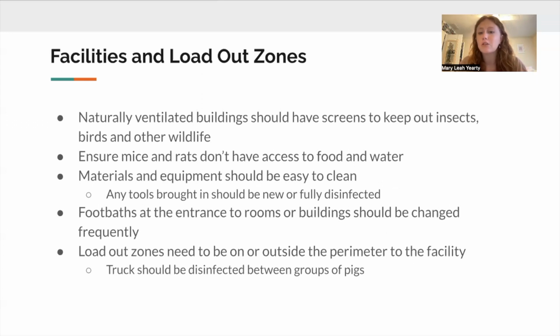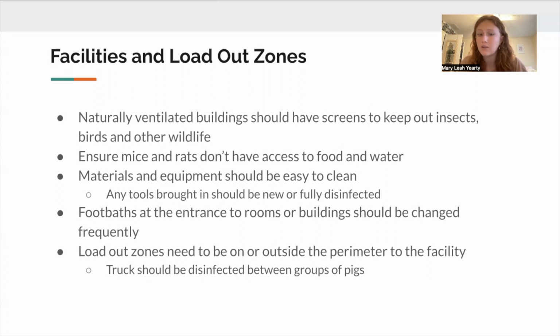Foot baths at the entrance to rooms and buildings should be changed frequently, at a minimum daily, but depending on how much traffic they get, probably more than that. And staff should note that fecal matter on their boots that doesn't get washed off is not getting disinfected all the way by this foot bath. So it's important to make sure your boots are rinsed off before you do that if you're needing them to be completely disinfected.